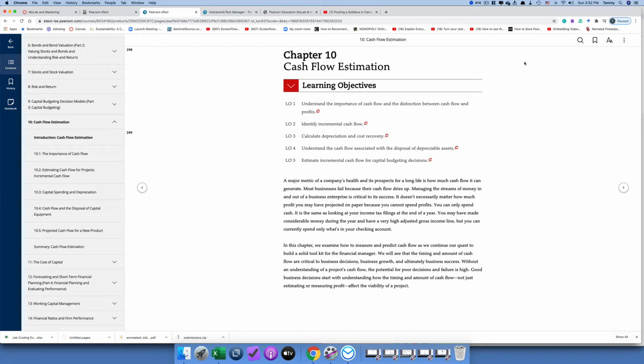Okay, on to Chapter 10. So Chapter 10 goes along hand in hand with Chapter 9. Chapter 9 talks about how we can use different models for evaluating the attractiveness of a capital investment. And Chapter 10 talks about what goes into those cash flow estimates that we rely upon to evaluate capital investment decisions. So it's not as simple as it sounds.